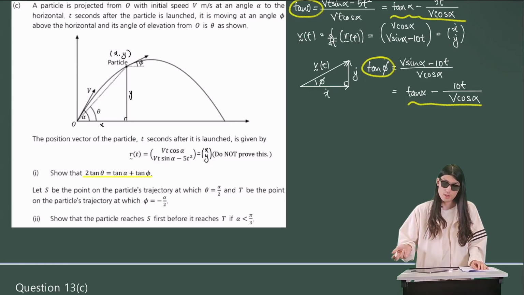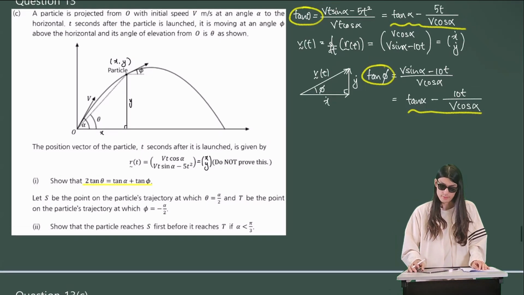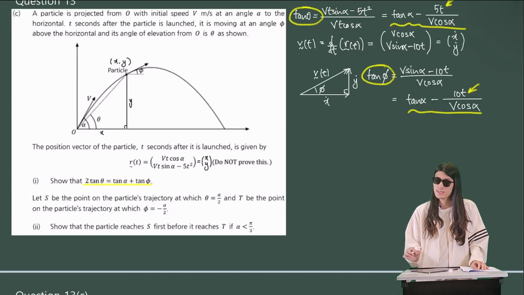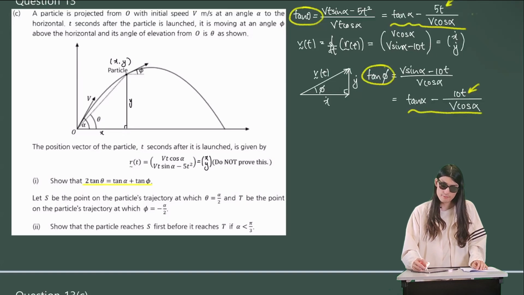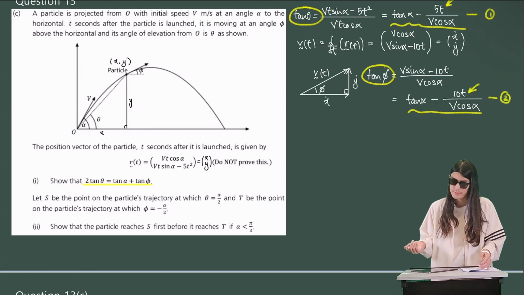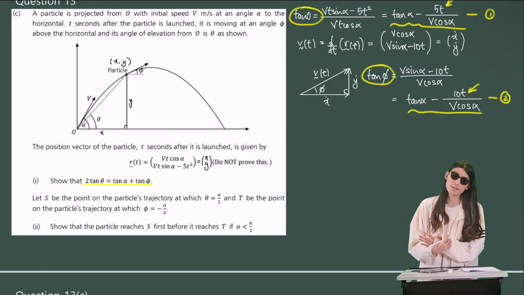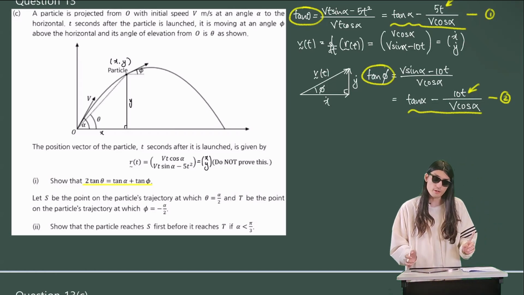Which then allows us to think, right, that I should probably then eliminate this term that contains t, okay? By solving the two equations that I have, 1 and 2, by solving them simultaneously, I should eliminate that term that contains t. And then when I do that, I should be able to obtain the relationship between theta, phi, and alpha, right?